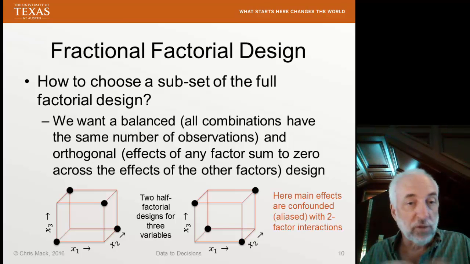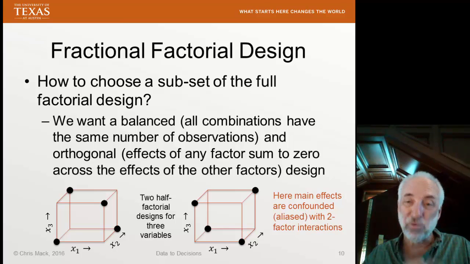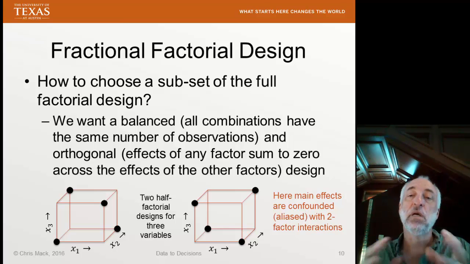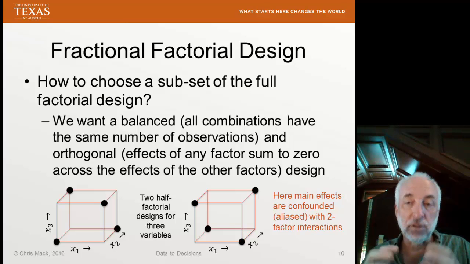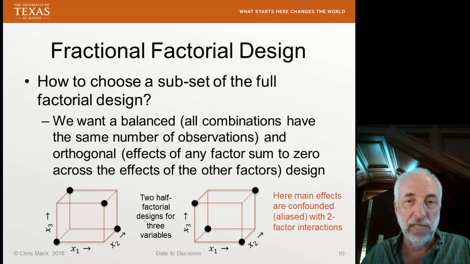These half-factorial designs are balanced and orthogonal. They have an extra problem associated with them. The main effects are going to be confounded or aliased with the two-factor interactions. I'll talk about what that means with an example next.